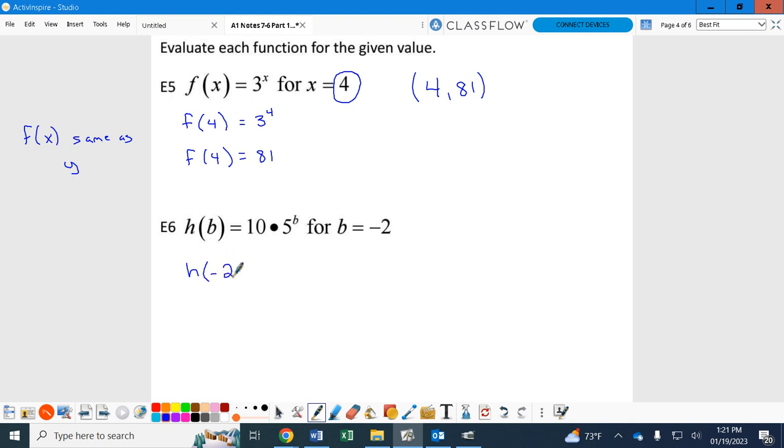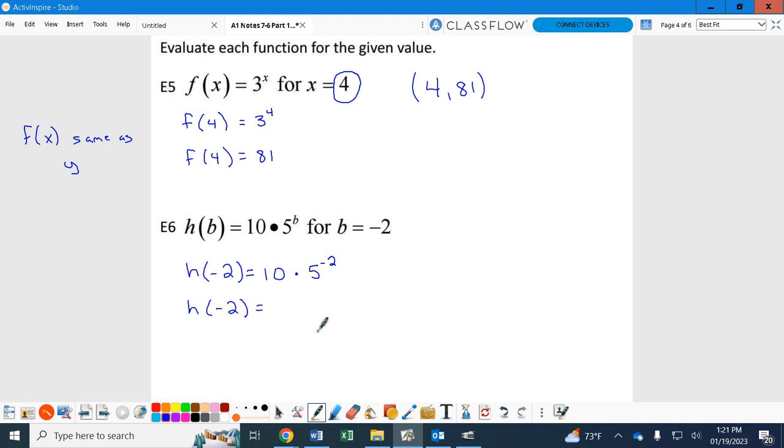Negative 2. Don't miss the negative, guys. It is going to be 10 times 5 to the negative 2. Now, these are going to be in tables. This is not something you'll be using for something else. So this is going to be in a table to the side, greater than whatever it is.